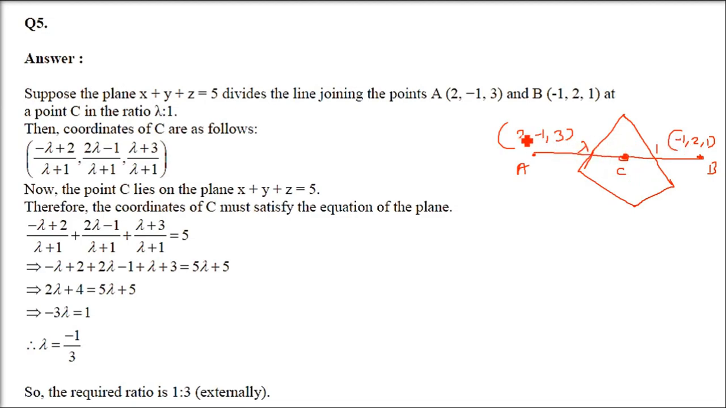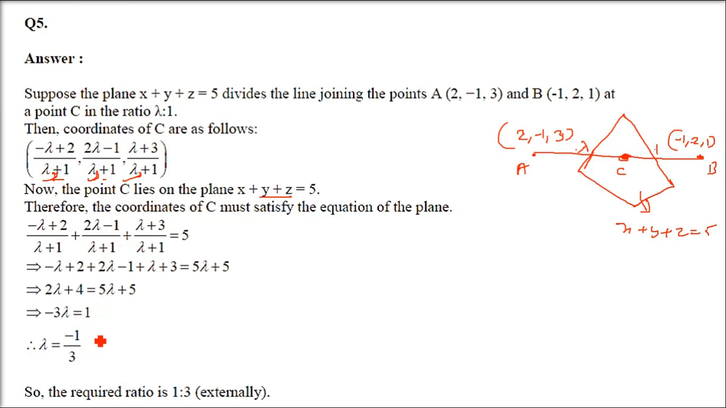So now you can find out the point C. See, (2 into 1 plus lambda into -1) divided by (lambda plus 1) is your x point. (-1 into 1 plus 2 into lambda) divided by (lambda plus 1) is the second point. (3 into 1 plus lambda into 1) divided by (lambda plus 1) is the third. Now these 3 points which we found out lie on this plane because the equation of the plane is given. So in the place of x, y, z, just replace in this equation x plus y plus z equals 5.